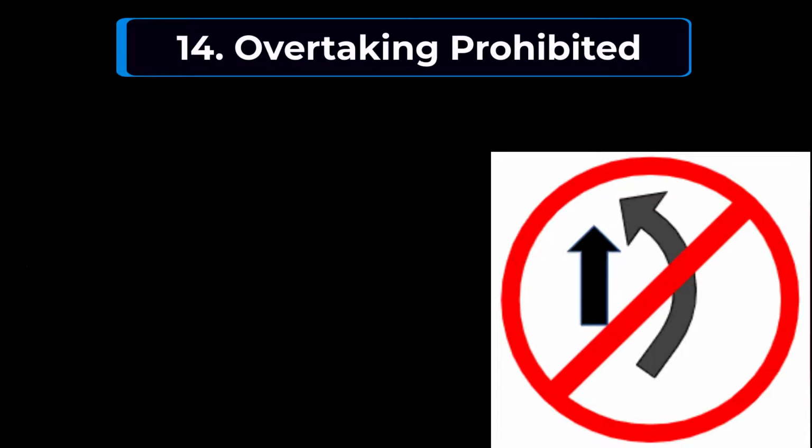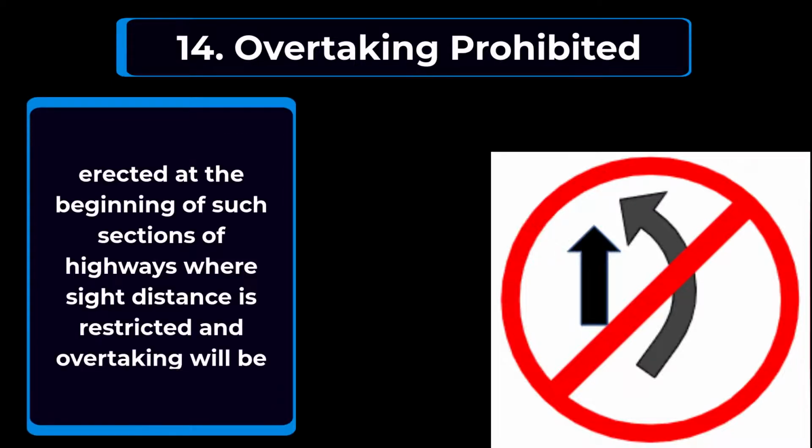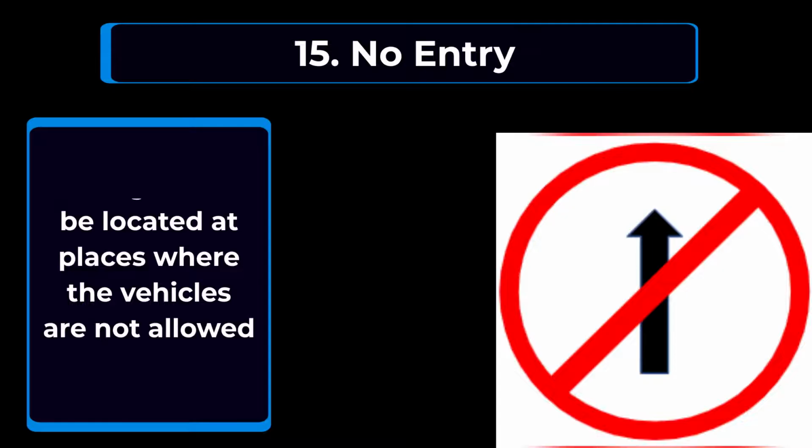14. Overtaking prohibited. The sign shall be erected at the beginning of such sections of highways where sight distance is restricted and overtaking will be hazardous. 15. No entry. The signs shall be located at places where the vehicles are not allowed to enter.